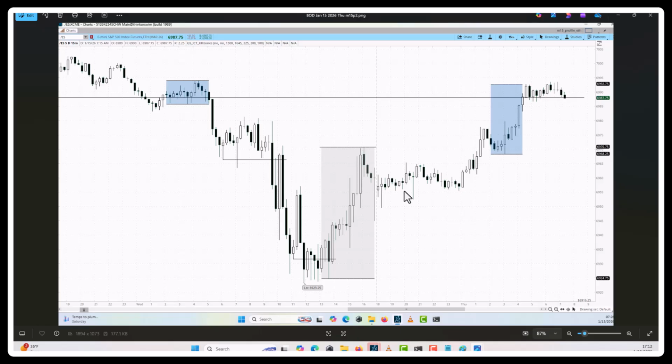So here you see that level. You have a gap right here. You see the gap down and gap up. It may revisit, and that's what we want to see.